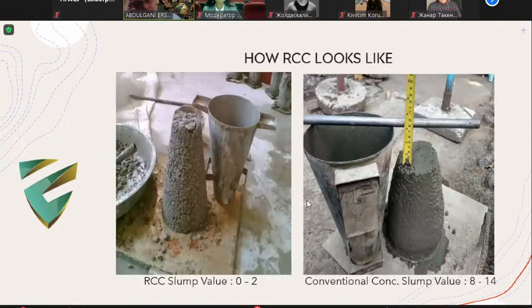So, how does RCC look? As I told before, on the right side, you can see conventional concrete, almost wet, high dosage of cement, and the slump value is between 8 and 40. In this sample, 8 as far as I saw. On the left side, you can see RCC. You can easily see all types of grains. It's visible. It is almost dry. This is the main indication of RCC.